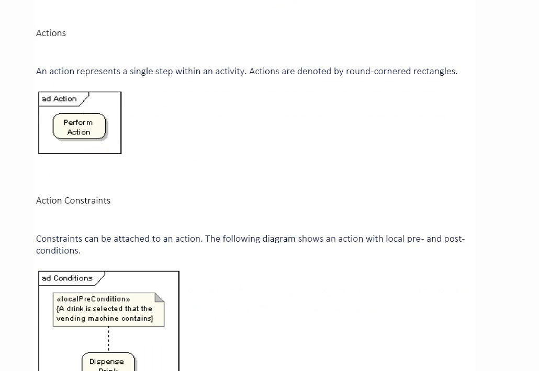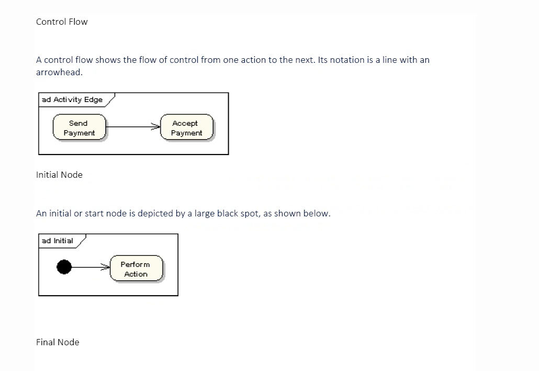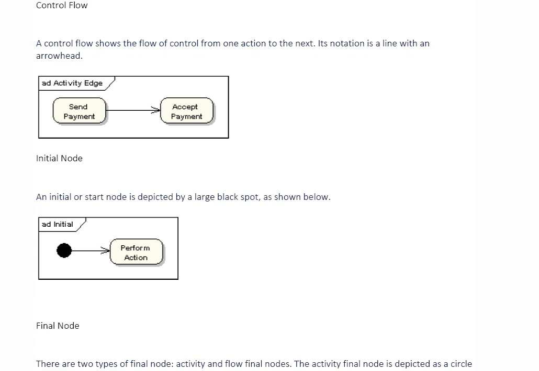Action constraints. Constraints can be attached to an action. The following diagram shows an action with local pre and post conditions. Control flow. A control flow shows the flow of control from one action to the next. Its notation is a line with an arrowhead. Initial node. An initial node or a start node is depicted by a large black spot, as shown below.